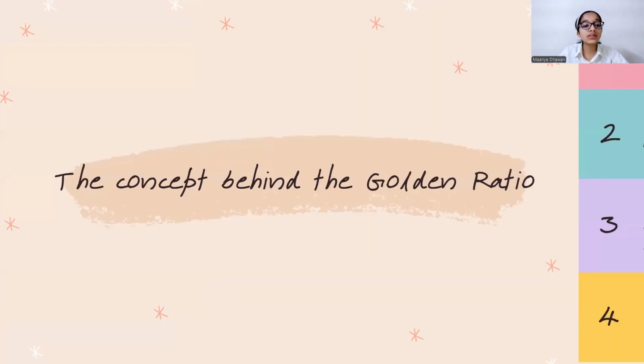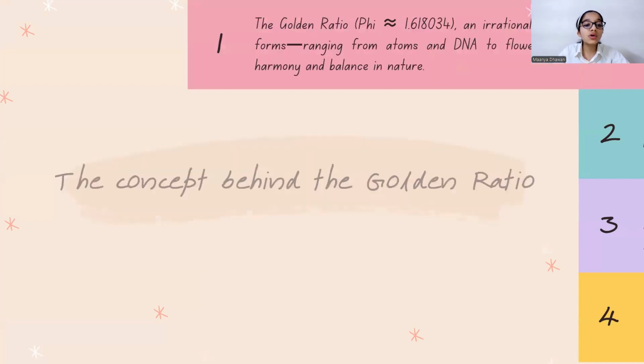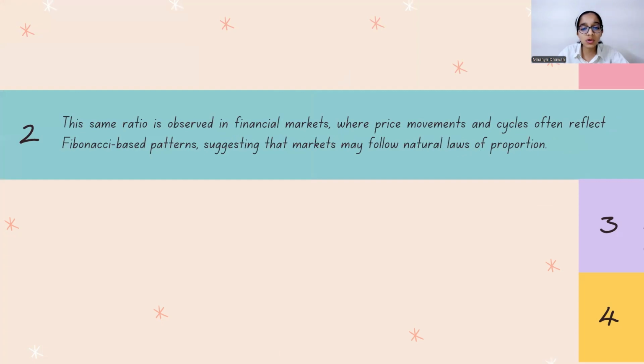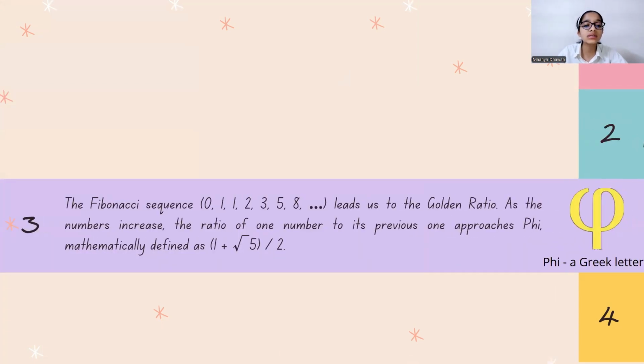Now, let's talk about the concept behind the golden ratio. The golden ratio can be used to describe the proportions of everything, from nature's smallest building blocks such as atoms to the most advanced patterns in the universe like celestial bodies. Nature relies on this proportion to maintain balance and so do financial markets. The Fibonacci sequence goes on to infinity and provides us with the means to understand the golden ratio, which is represented as phi, that is a Greek letter, or 1.618034, that is an irrational number.